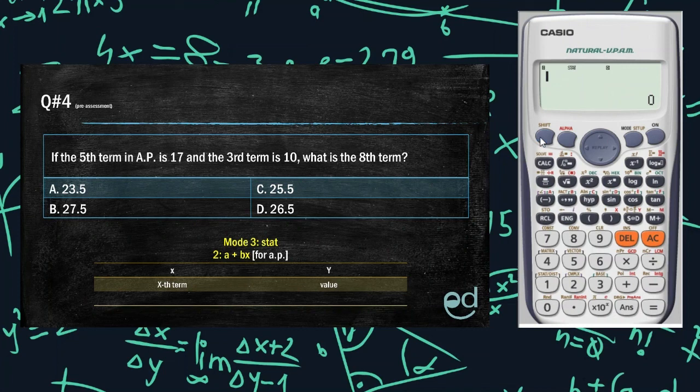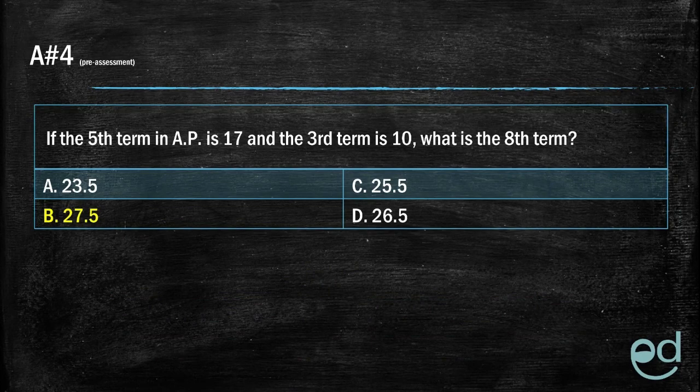Press AC and go to Shift 1, which is for statistics, then regression. So we are finding the 8th term. So we type 8y hat. And the answer is 27.5. So let's check our answer. And the correct answer is 27.5.